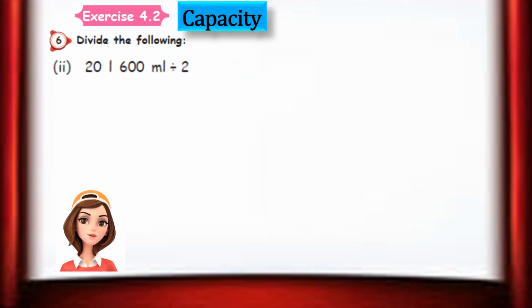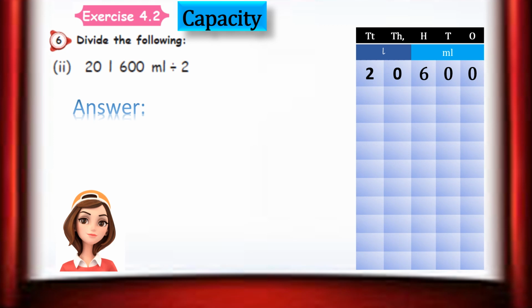Second sum, 20 liter 600 ml divided by 2. So let us start like this. I have split liter 20 and then milliliter 600 below, isn't it? Okay. So draw the lines and then the divisor is 2. So now it's easy, isn't it?